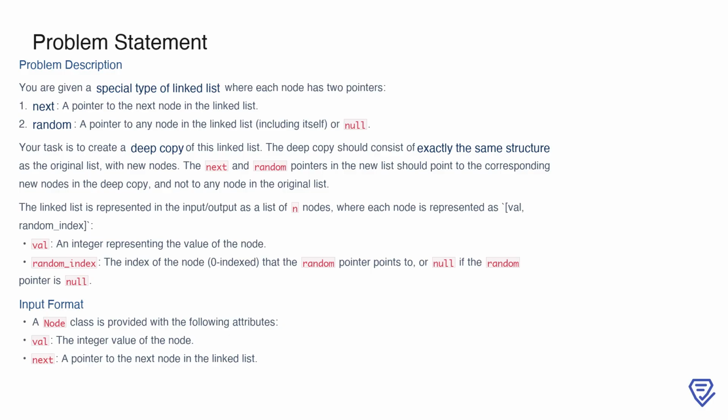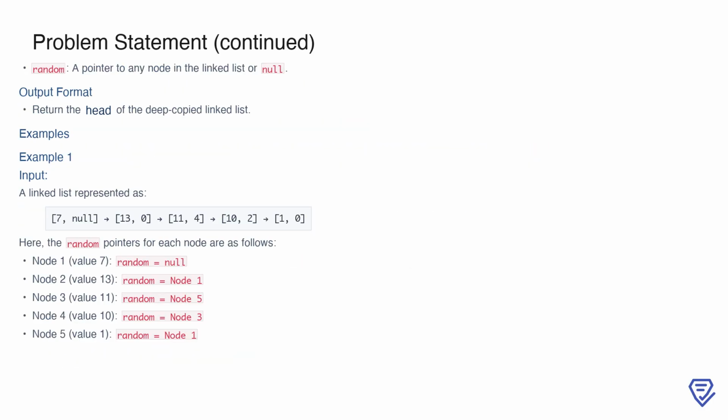To help you solve this, a node class is provided with attributes for the value, the next pointer, and the random pointer. In addition to the val and next attributes, the node class also has the random attribute, which allows the pointer to reference any node in the list or be null. To solve this problem, the output must be the head of the new deep-copied linked list. Let's look at an example.